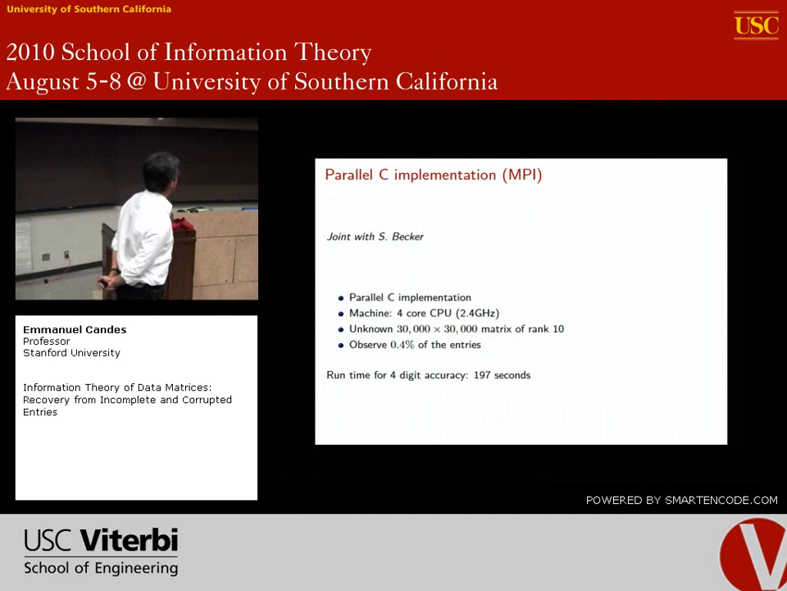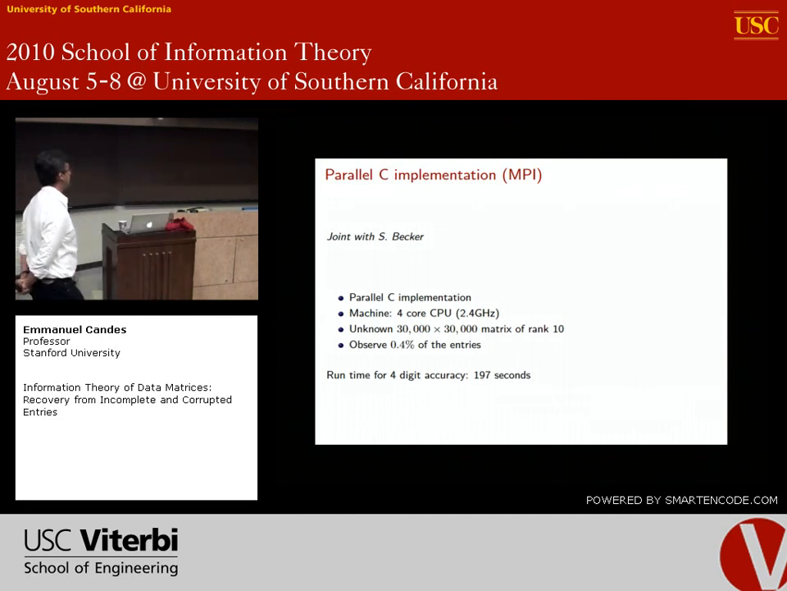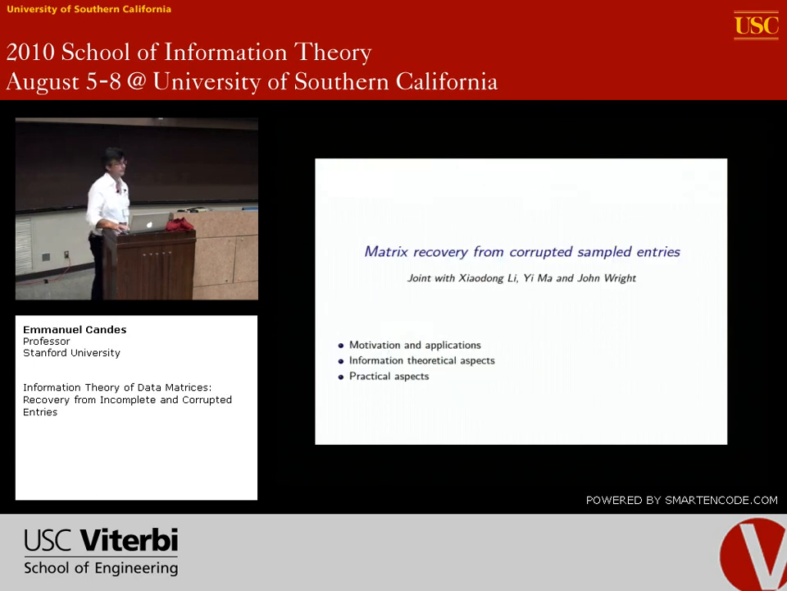You observe 0.5% of the entries. The matrix is of rank 10, and we could get the same 4 digits of accuracy in about 3 minutes and 15 seconds on a 4-core CPU, which means that really we're starting to get close to being able to use these methods on real problems. Okay, any questions about this?